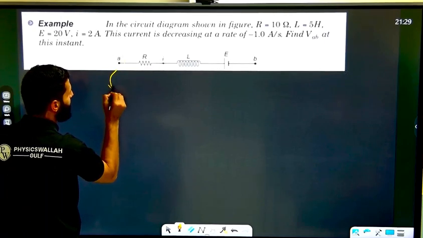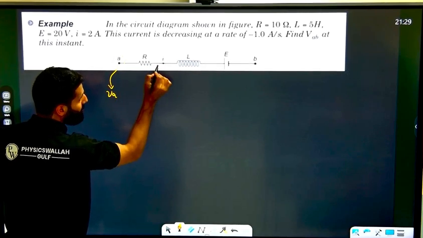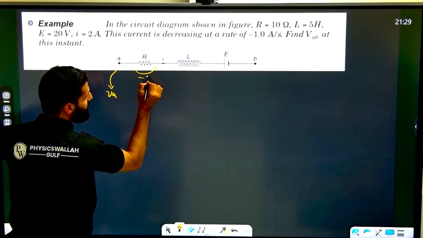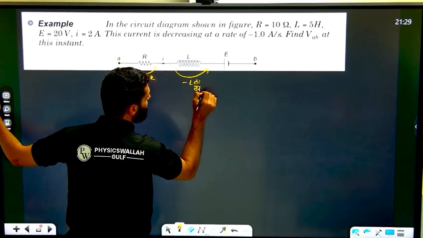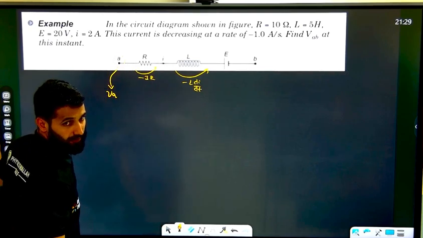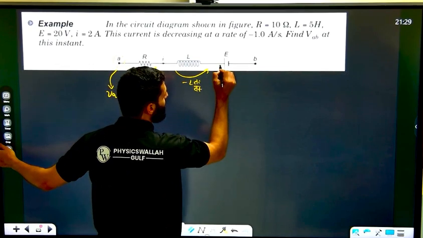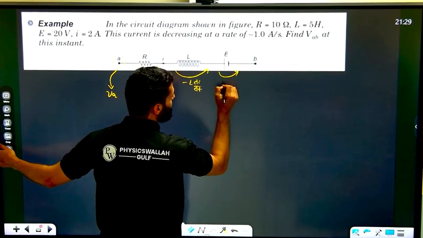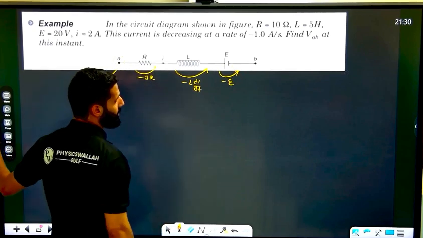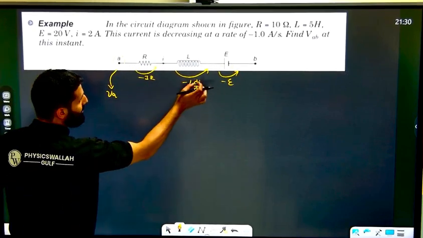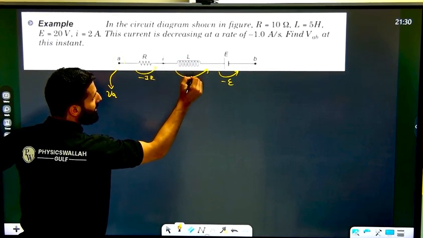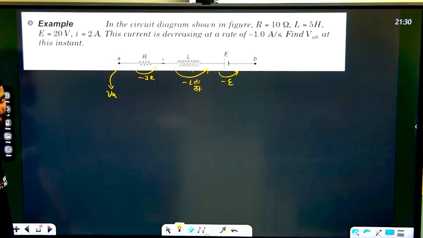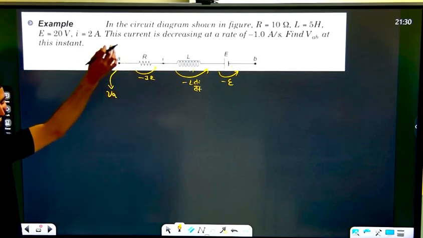This is at VA potential, right? Going in the direction of current, there is a drop. That is minus IR. Without thinking, in the direction of current, minus L di by dt. What about this? Minus E, because it's a drop from higher potential to lower potential. But once we put di by dt here, being negative, it will become positive. It will behave like this.